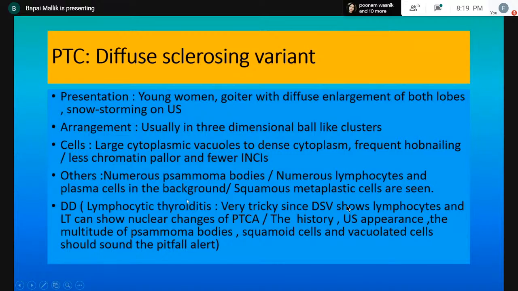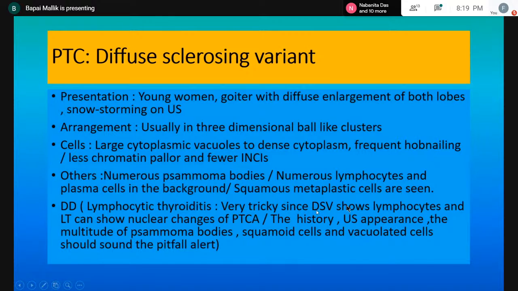So if you're not very careful, if you're not looking at the cell, in a patient with a diffuse enlargement of both lobes of the thyroid, you might fall into the pitfall of making a diagnosis of Hashimoto's thyroiditis. And again, squamous metaplastic cells can be seen, which again can be found in Hashimoto's thyroiditis. So we have to be extremely careful. But when you see so many psammoma bodies, I think it's going to catch your attention enough to look deeper into it. The DDs are lymphocytic thyroiditis.